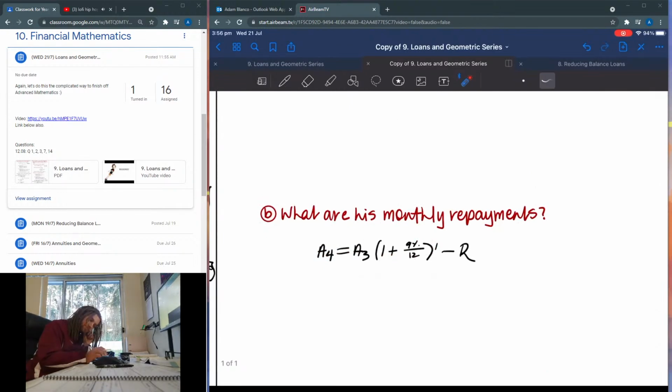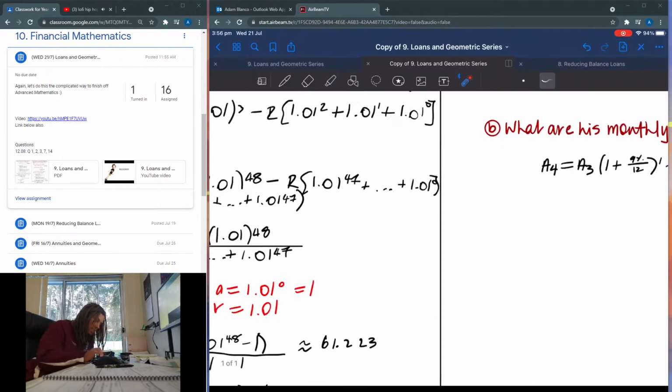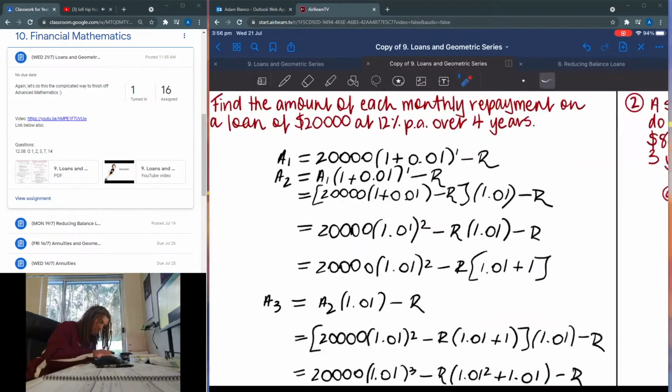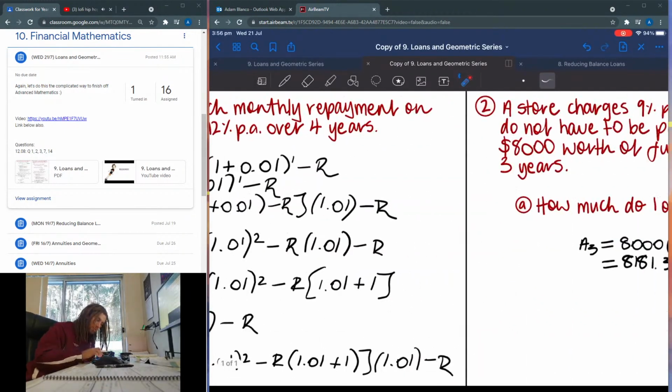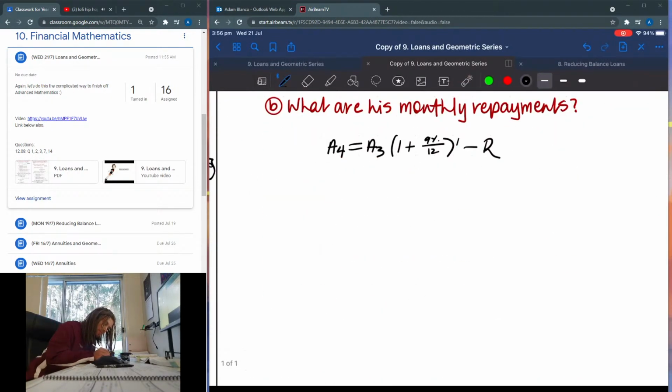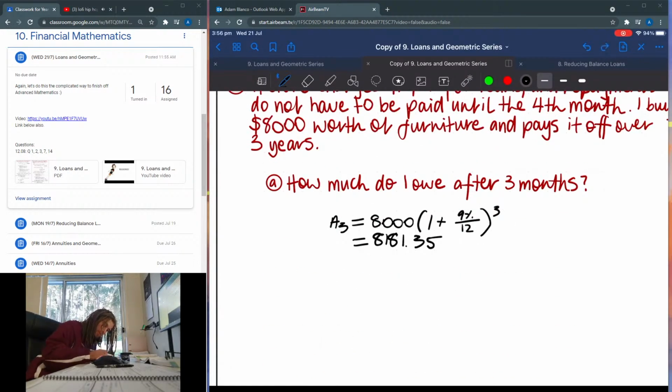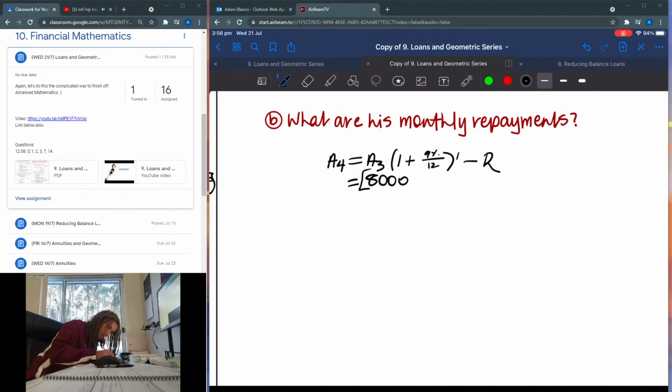So, okay, keeping with the theme of before, see how I never actually evaluated anything? I'm going to not evaluate anything here as well. So my A3, I'm going to keep calling that, I'm going to use big square brackets. So 8,000, 1 plus 9% on 12, compounded 3 times, so I'm going to put a 3 there. Okay, so this is this. Now I've got to add all that. Okay, 1 plus 9% on 12 minus R, minus my repayment.